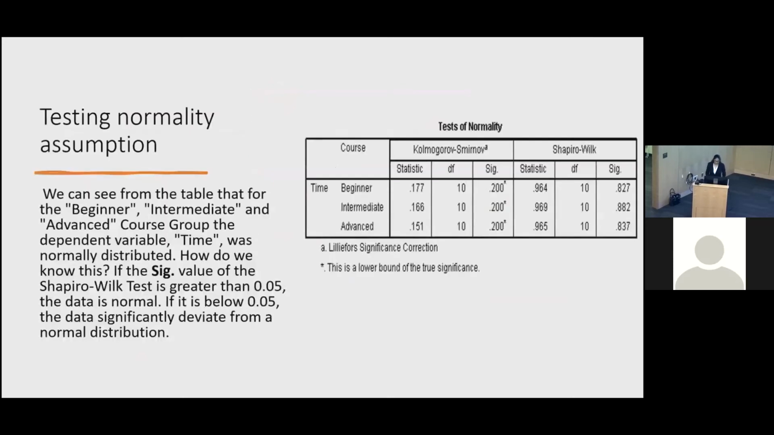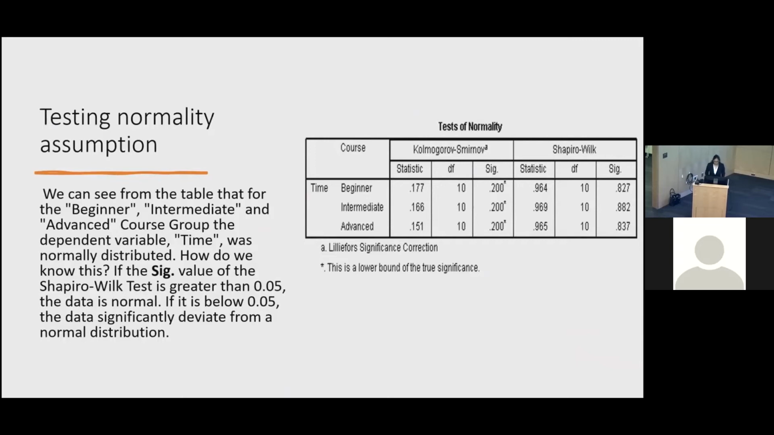The table presents the results from the well-known tests of normality, namely the Kolmogorov-Smirnov and the Shapiro-Wilk. The Shapiro-Wilk test is more appropriate for sample sizes which are less than 50, but sometimes it can also handle sample sizes up to 2,000. For this reason, we will use the output from the Shapiro-Wilk test. We can see from the table that the beginner, intermediate, and advanced scores group and the dependent variable time was normally distributed. And how can you say that?